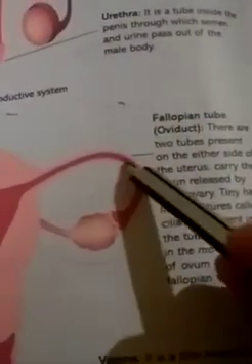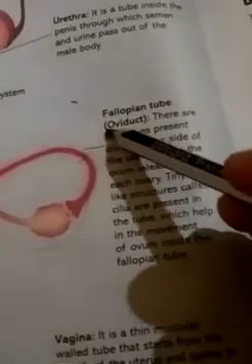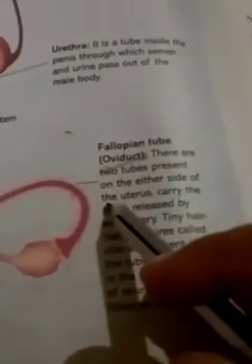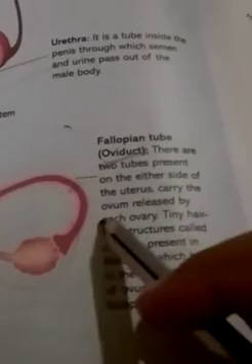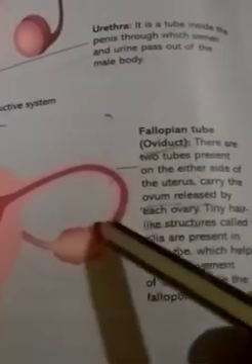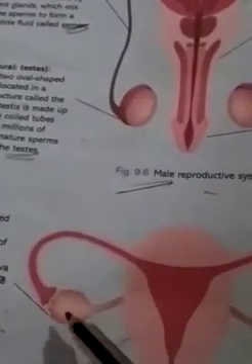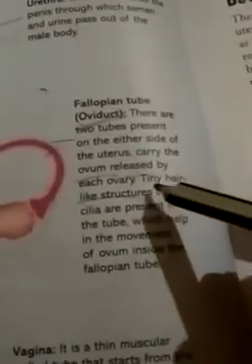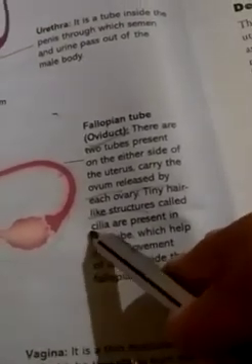The next is the fallopian tube. This one is the fallopian tube, and this is the uterus. The fallopian tube, or another name, oviduct. There are two tubes present on either side of the uterus, which carry the ovum released by each ovary. Here is the oviduct on both sides, which carries the ovum or egg released by this ovary.